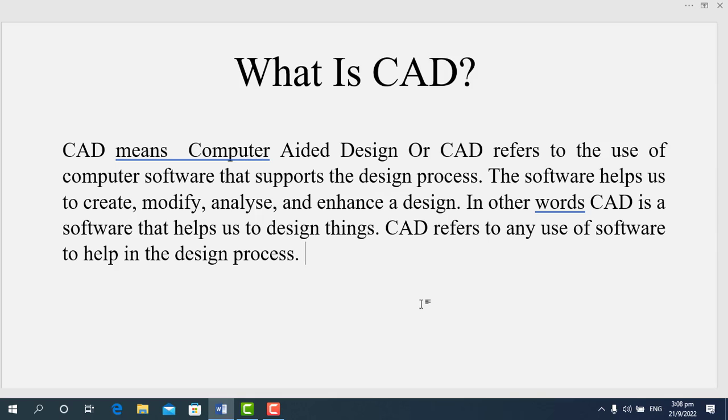CAD software replaces drafting by hand with an automated process.